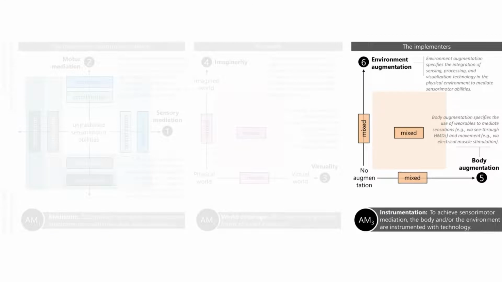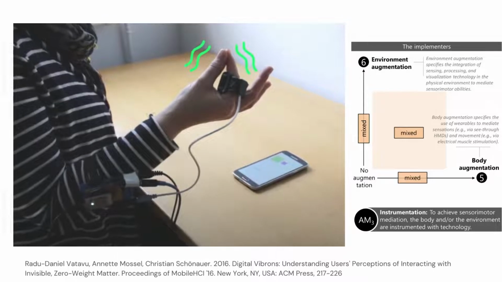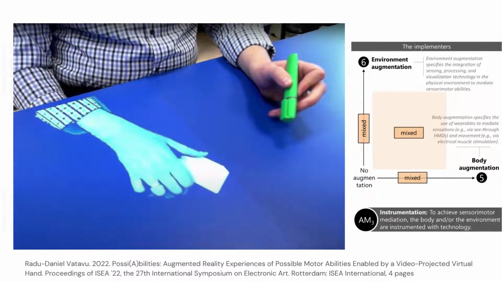The instrumentation principle of sensorimotor realities is implemented with the body and environment augmentation dimensions. Body augmentation specifies the use of wearables to mediate sensations and movement. We see this dimension as a continuum ranging from no use of devices to increasingly more complex networks of body sensors and actuators. Environment augmentation specifies the integration of sensing, processing, and visualization technology in the physical environment to mediate sensorimotor abilities. Examples include video projections, shape-changing furniture, and physical telepresence mediated by a reconfigurable environment.